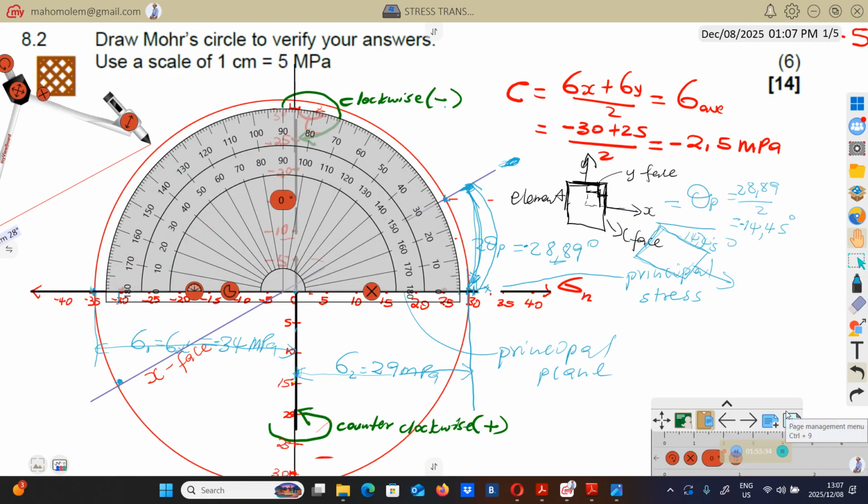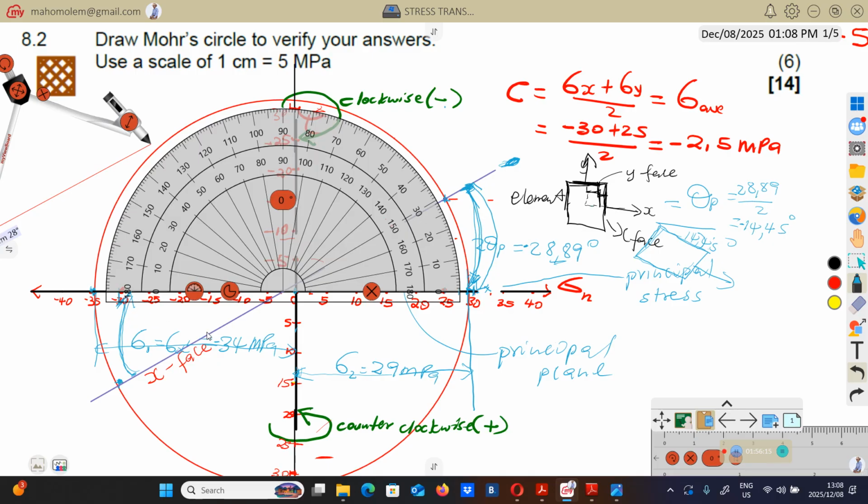Oh, sorry, I've used the wrong side. So that angle of 14 is on the X face. As I've said, your X face will be this. But it's the same thing from here to this principal plane. Remember, here the shear stress is 0, so this black line is still the principal plane. From here to there, this movement is still clockwise. When you move like this, you're moving clockwise, which is a negative angle.